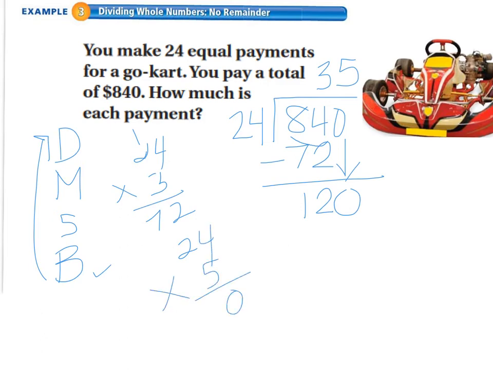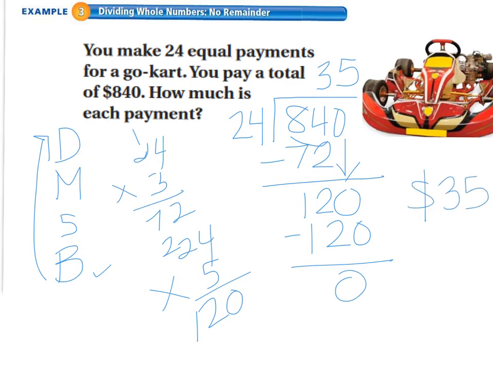5 times 4 is 20. 5 times 2 is 10, plus 2 more is 12. That's my 120 on the dot. Subtract, nothing more to bring down. The quotient of 840 and 24 is 35. So $35 is what each payment would be if you made 24 payments and had a total of $840.